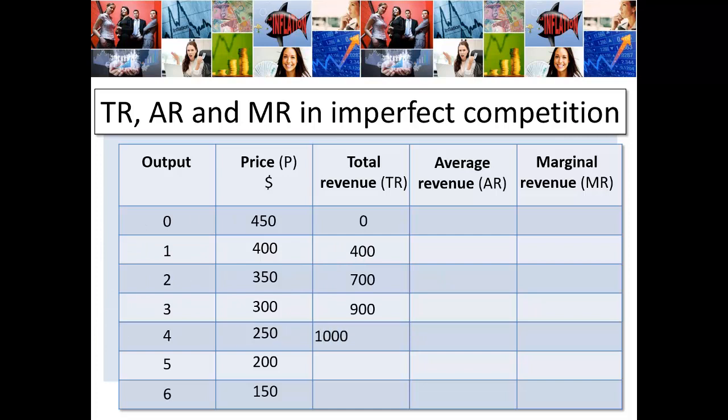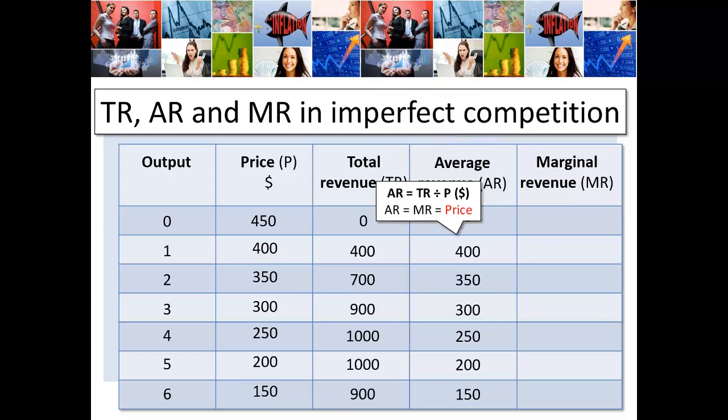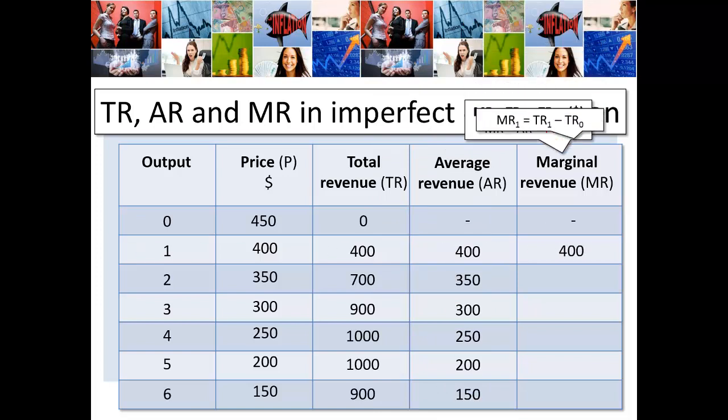Total revenue, we know that that's price times output. Nothing difficult there with the calculations. Average revenue, total revenue divided by quantity. Nice easy calculation. And marginal revenue is the change in total revenue from producing and selling an extra unit of output. Now we can see here that marginal revenue is decreasing as the units of output produced and sold increase.